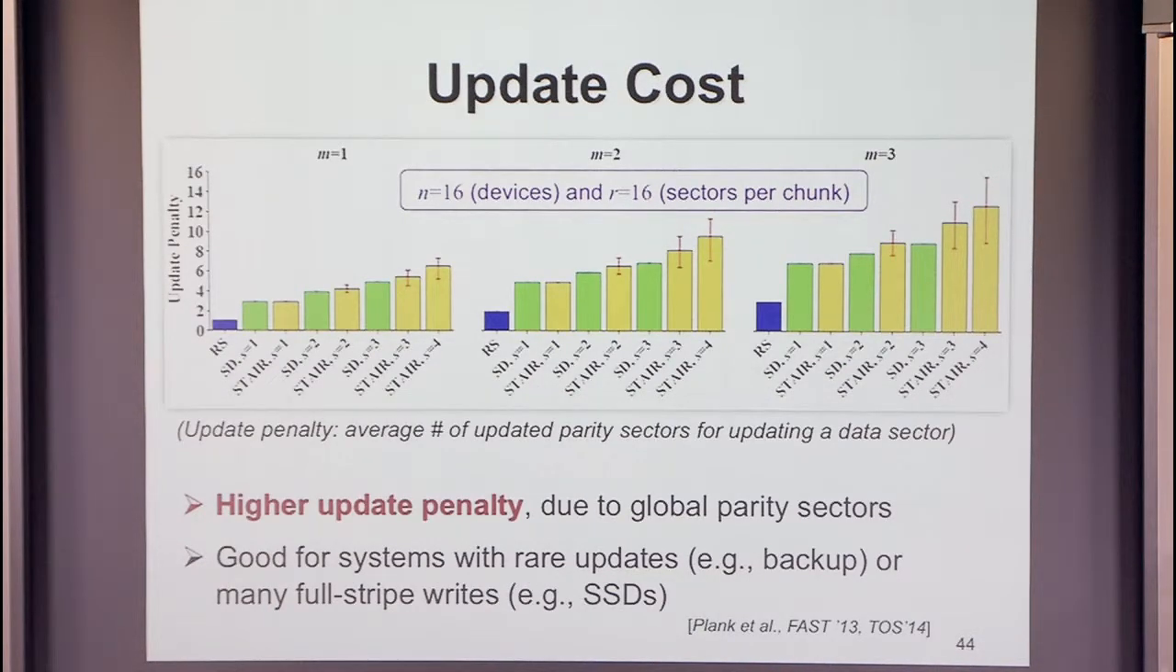And the penalty here is the update cost. Because right now, when you update one data symbol, you need to update not only the parity symbol of the same row, but also the global parities. And when you update the global parities, you also affect the parity symbols of the same row. So that's why the update cost will be higher than traditional erasure codes that have the same fault tolerance. And that's what we see here. But we think it should still be okay if we consider systems with rare updates such as backups, or those with full stripe write such as SSD.